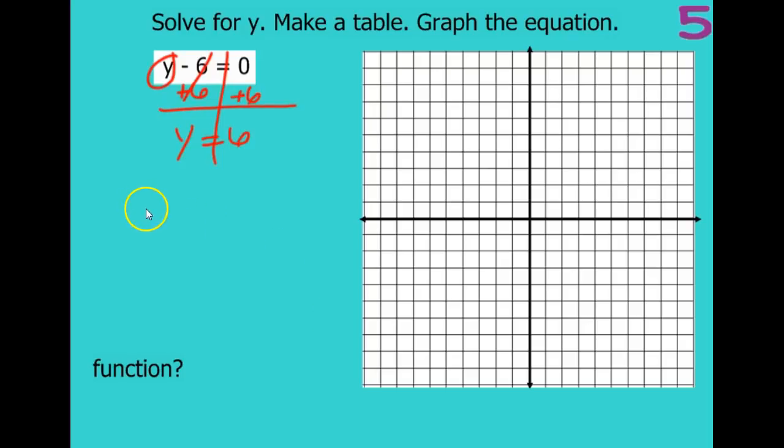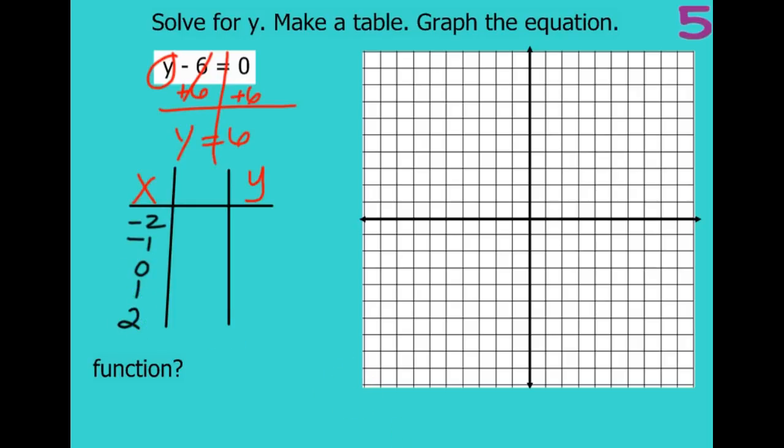So if we make our table, there's x and y. If we plug in our numbers for x, there's no fraction in here, so we can plug in just counting by ones: -2, -1, 0, 1, and 2. There's nothing to plug in to our equation. All it says is 6. There's nowhere to plug in an x. So we really don't even need this middle column because they're telling you y is always going to be 6.